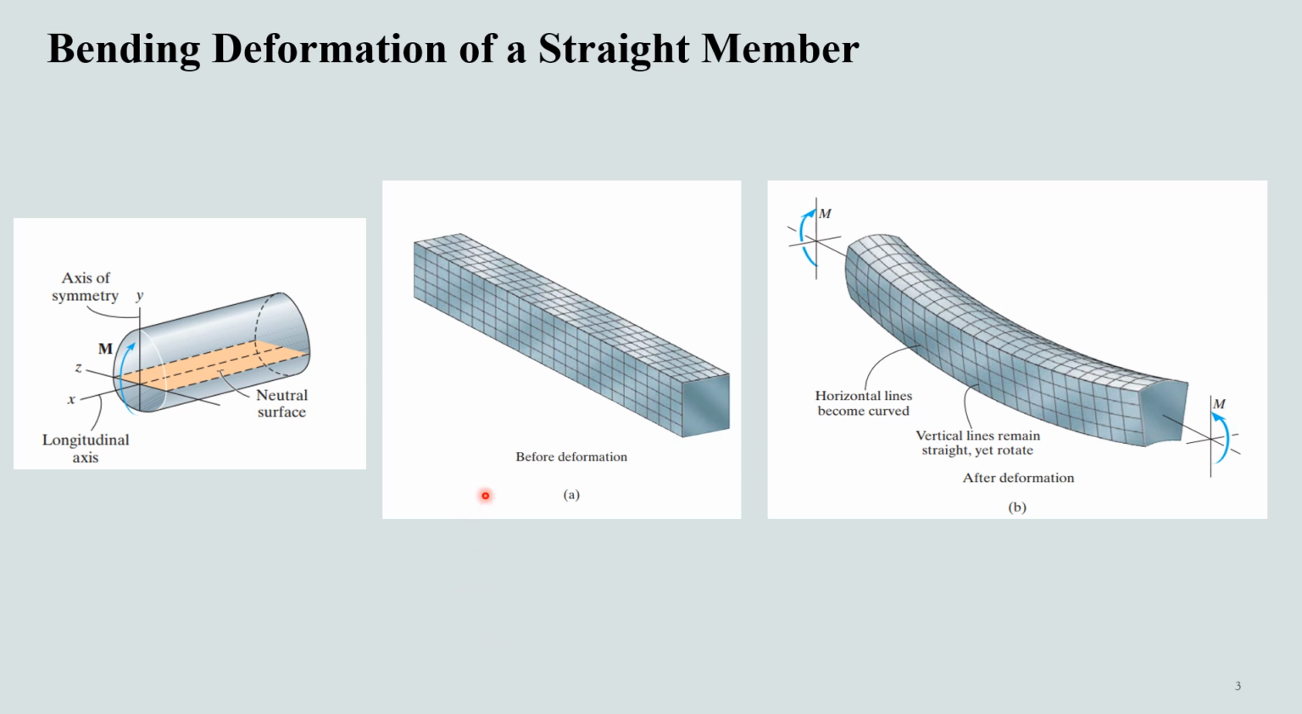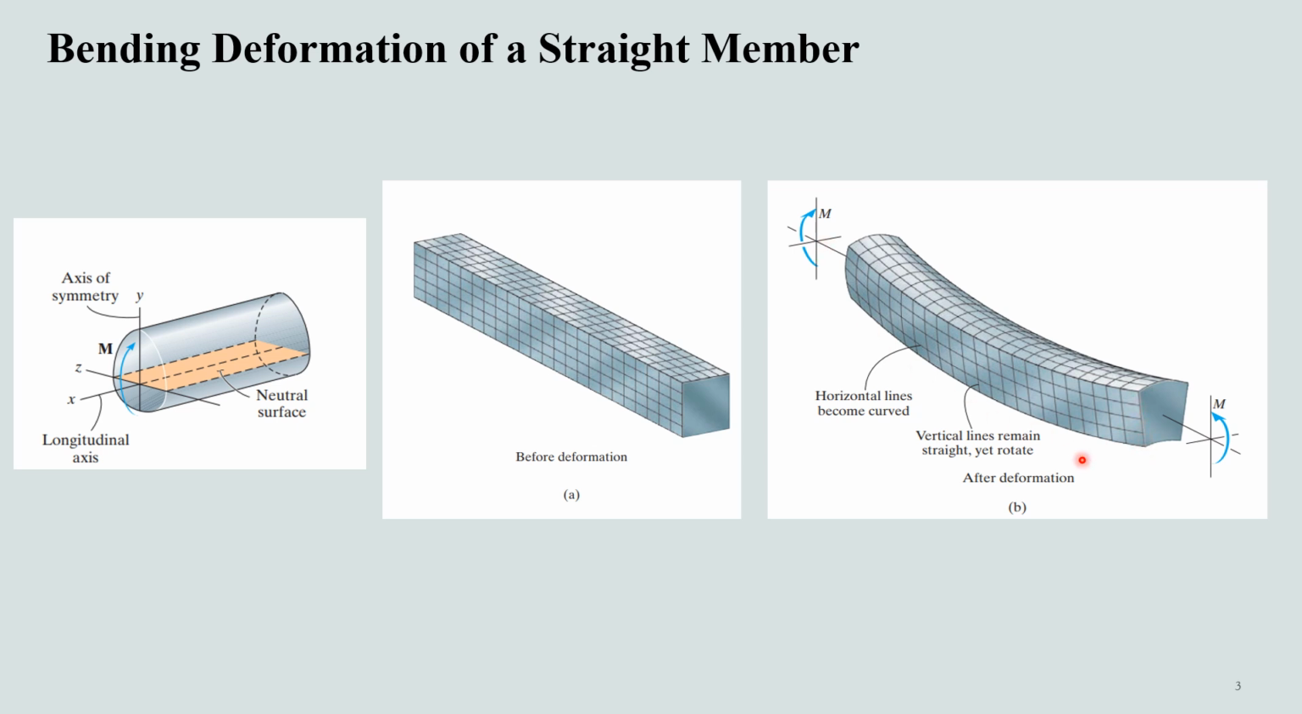By using a highly deformable material such as rubber, we can illustrate what actually happens when a straight prismatic member is subjected to bending moment. For example, we have an undeformed bar which has a square cross section and is marked with longitudinal and transverse grid lines. When a bending moment is applied, it tends to distort these lines into this kind of pattern.